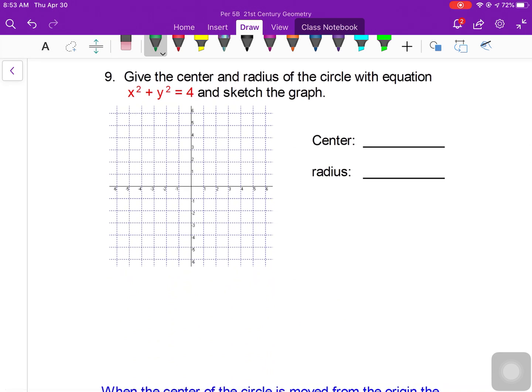Now let's try one where we pick out the center and the radius and sketch the graph. You can see by looking at this one that it is centered at the origin.